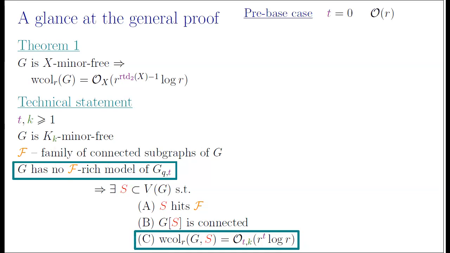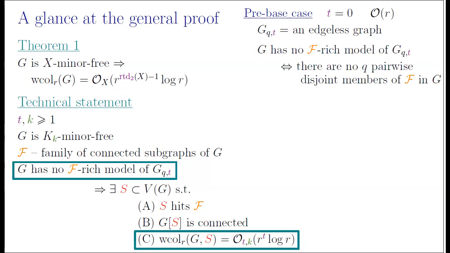It's by induction, of course. The pre-base case is t equal to 0. When t equal to 0, then this GQT is an edgeless graph, so just some independent set. One interesting thing about this case is that G has no f-rich model of GQT, so independent set is the same as saying that there are no Q pairwise disjoint members of f in G.